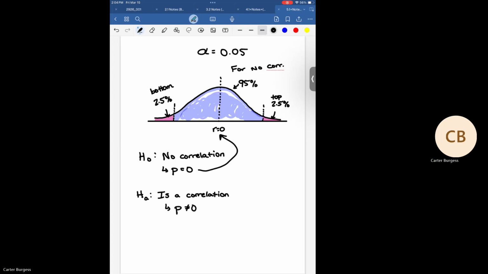All right. Awesome. So we take a sample. We'll give it a sample size of 12. And we'll say that the R value that we get is negative 0.593.